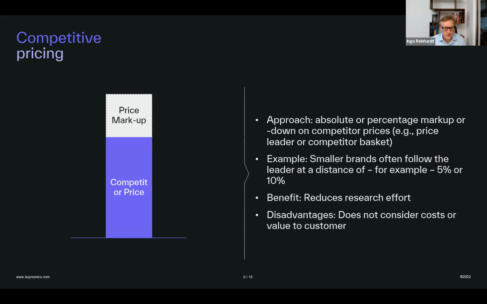So it also makes pricing very simple, and it also has an effect in the market. The price leader knows that a large share of the other competitors are following, and that also makes the pricing easier for that price leader. So also some clear advantages, but also disadvantages in that it typically ignores costs, and it also ignores value to the customer, because you're not really looking at willingness to pay, you're just looking at your competitor. And there are cases where pure competitive pricing can really spin out of orbit.